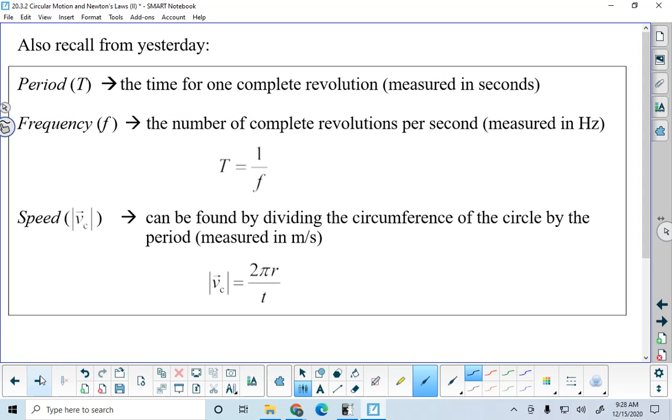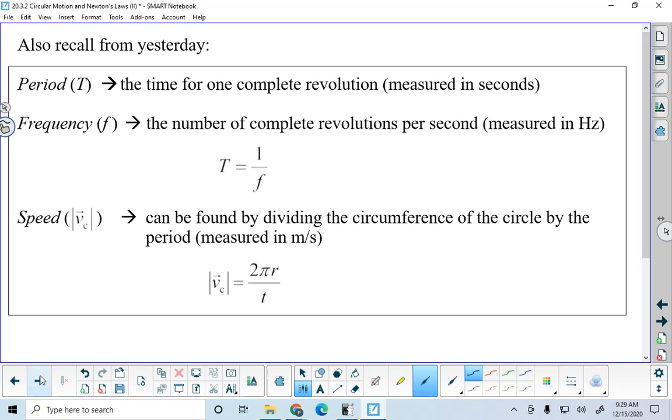Also recall from yesterday, and I've already talked about this today when we did our review before we went over the assigned problems, that the period of revolution is the time for one revolution. It's measured in seconds. The frequency is how many complete revolutions happen in a second. They are reciprocals of each other. The period is in seconds. The frequency is in hertz.